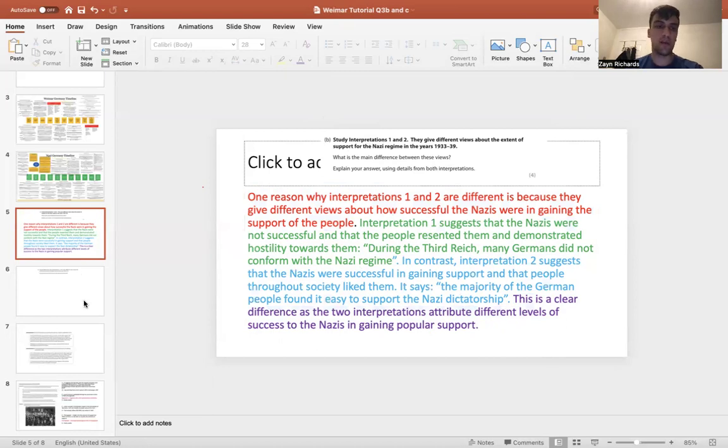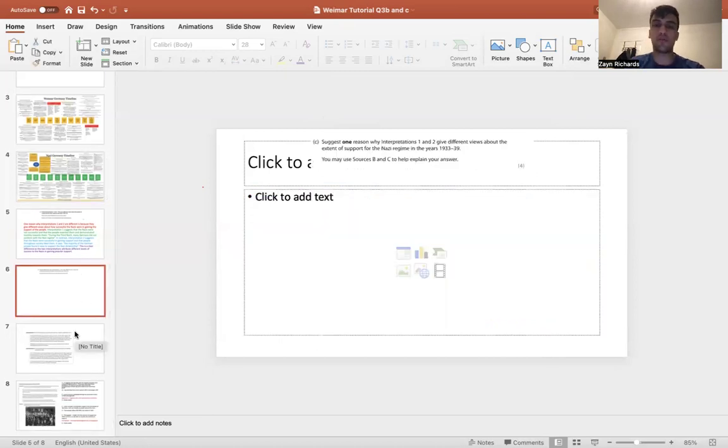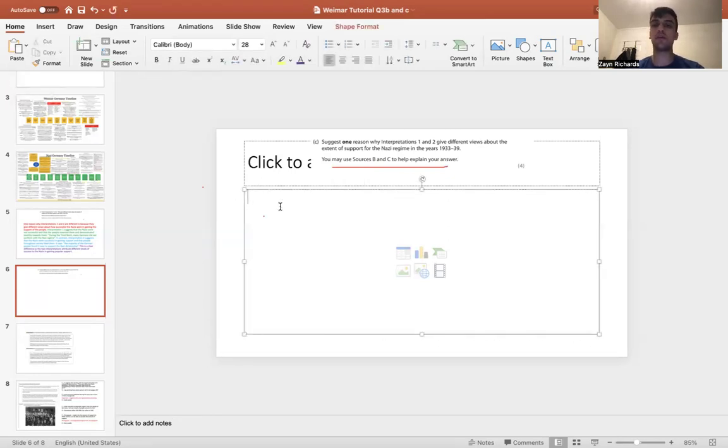Okay, so that's 3B. 3C then says, suggest one reason why interpretations 1 and 2 give different views about the extent of support for the Nazi regime in the years 1933 to 39. You may use sources B and C to help explain your answer. It's literally telling you how to get all the marks, okay? This question, if you know this, you will get all the points, okay? It's probably the easiest question on all of your papers, if you know the structure. So the fact that it's saying you can use sources B and C to help explain your answer, this is what you write. Now, this first sentence, you write no matter what, okay?